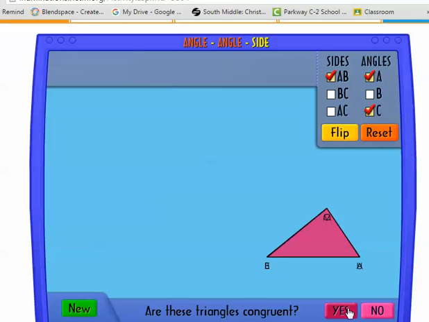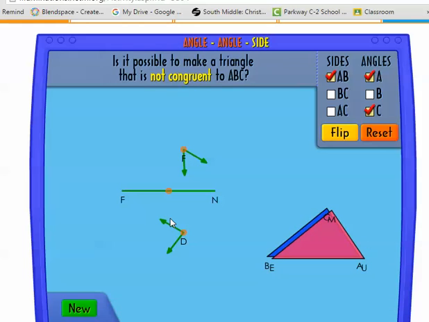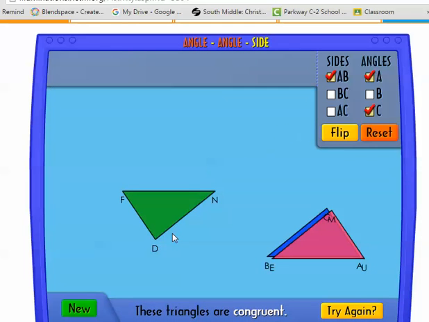So this angle, angle, side, where the side is not in between the angles in question, does create congruent triangles consistently for us. And again, no matter how you try, this same situation is going to occur. So at this point, we've investigated 4 possibilities for shortcuts for triangle congruency.